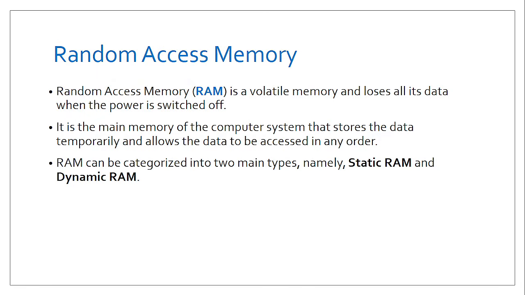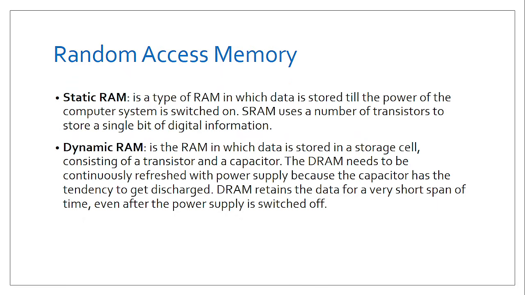When we talk about the main memory, we have the random access memory, referred to as RAM. We say that RAM is volatile, in that it loses its data when you switch off your computer. We have different categories of RAM: static RAM and dynamic RAM. Static RAM is that type of RAM in which data is stored as long as the power is on. Static RAM uses a number of transistors to store a single bit of digital information. We also have dynamic RAM.